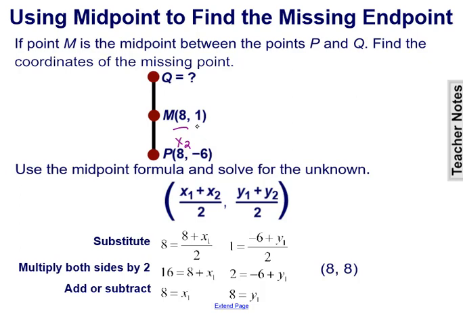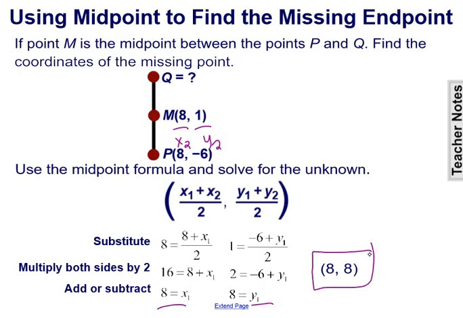We know that the midpoint's y value is 1, so that should equal the fraction of some value for y1, and then we know that y2 is -6, and then over 2. So we get 1 equals (-6 + y1) over 2. We multiply both sides by 2, and then we add 6, gives us that the other value of that endpoint, y1, is 8 as well. Putting them together, we then know that that other missing endpoint is (8, 8).